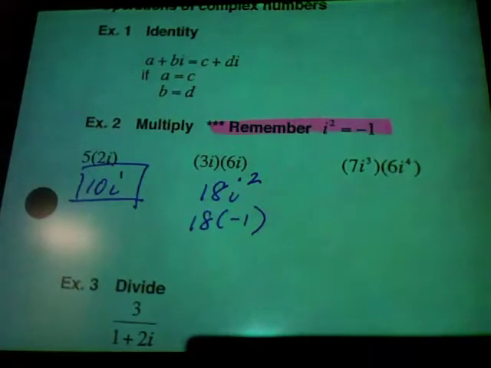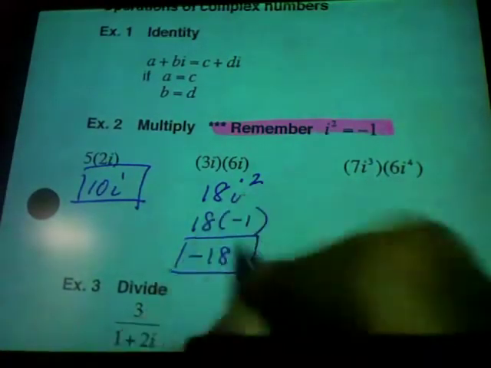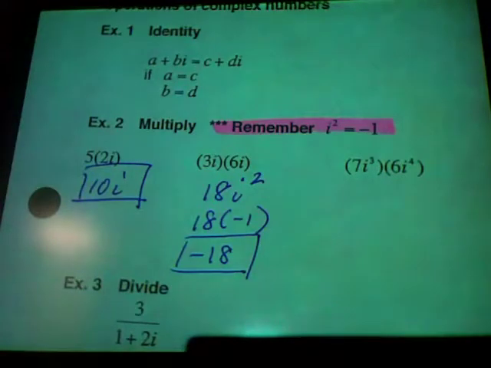There, that's better. All right, so then your final answer is negative 18. If you give me an answer with an I squared in it, if you give me an answer with anything but an I, if it's I squared, I cubed, I to the 4th, I to the 5th, you will get it wrong. So you can only leave an I in your answer.